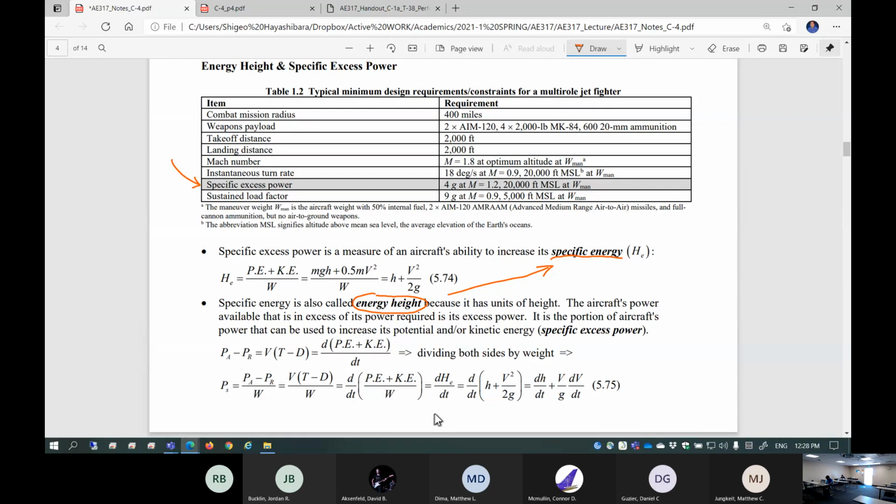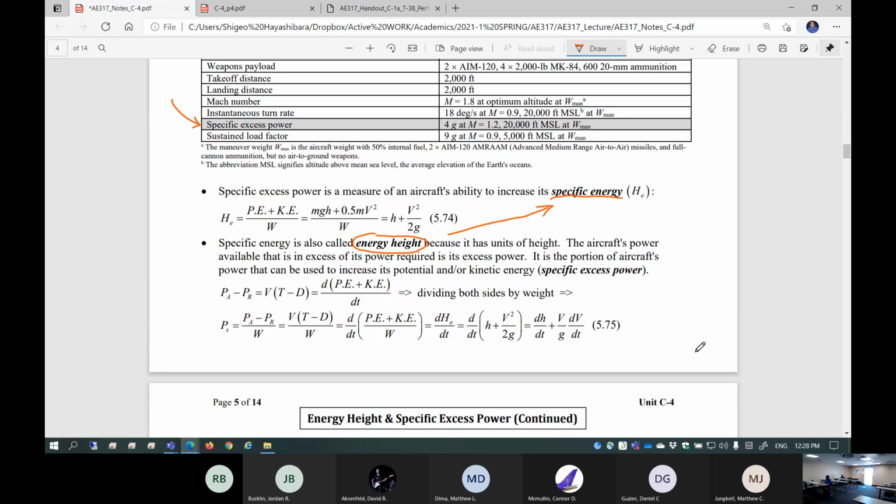When you sustain level flight, you're flying with a certain airspeed, which includes kinetic energy, and potential energy is your altitude. Suppose you give up all the kinetic energy. You can climb more, but you cannot sustain level flight. In other words, you climb up and velocity is 0. That's the absolute maximum height you can climb, and that's called energy height. So energy height comes with the unit of height.